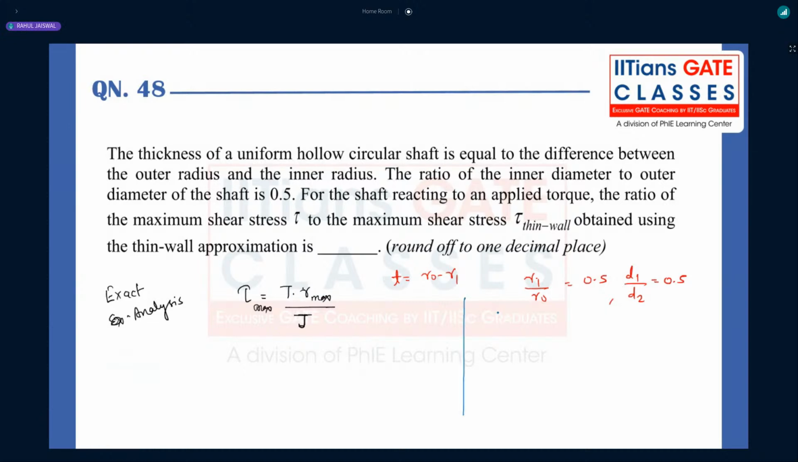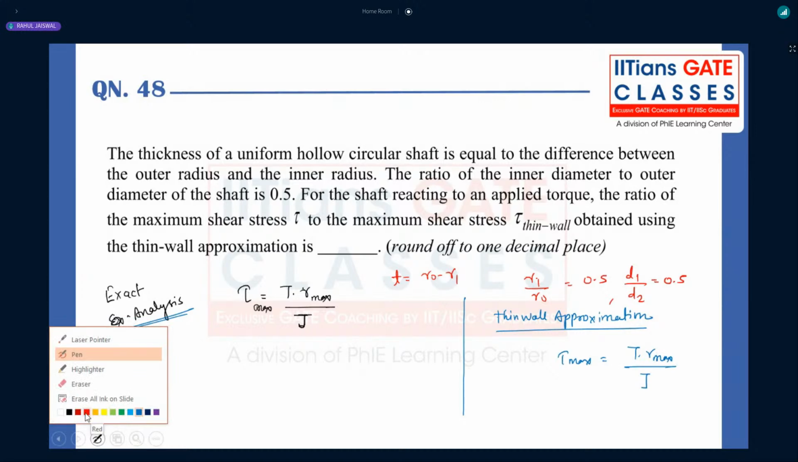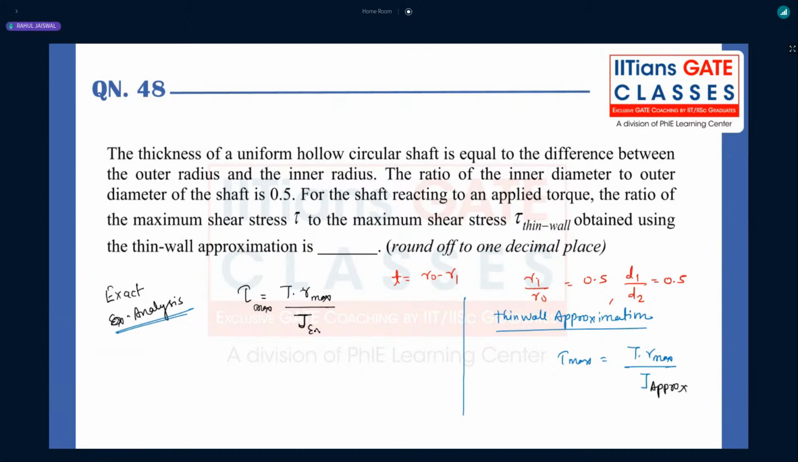If I take the case of thin wall approximation, here you might be getting, once again, tau maximum equals T into R maximum divided by J. That is a different matter, that R maximum we used to write as R minimum, the mean value, for the approximation case. Here I'm just taking the value as equal to R maximum, right? Only J will change, J approx and J exact.